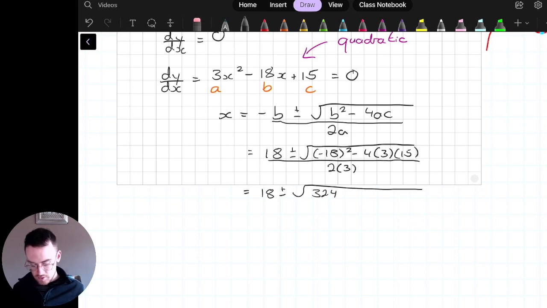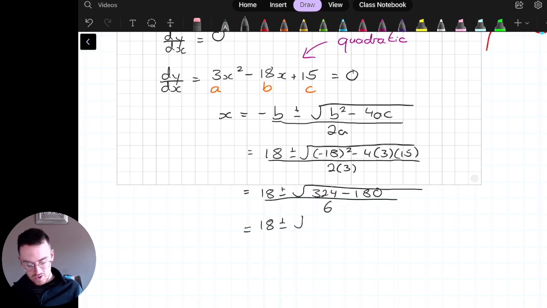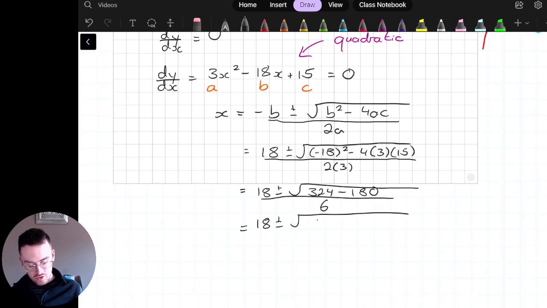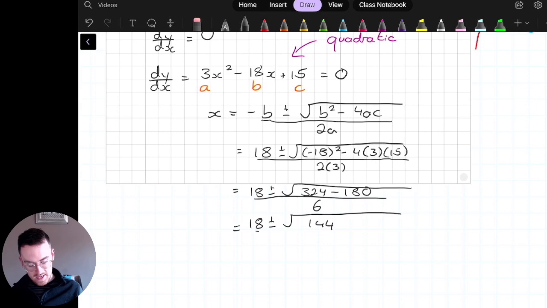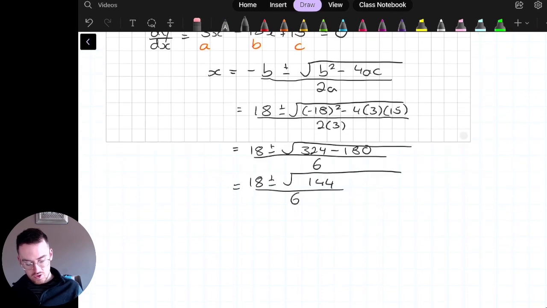And then 4 by 3 by 15 gives us 180. And that is all over 6. And again, we're just following this through. At this point, you could put this straight into your calculator if you wanted to. I'm just trying to show as many steps as I can, particularly if I'm trying to show an examiner that I know what I'm doing.